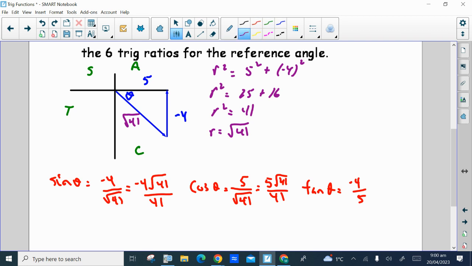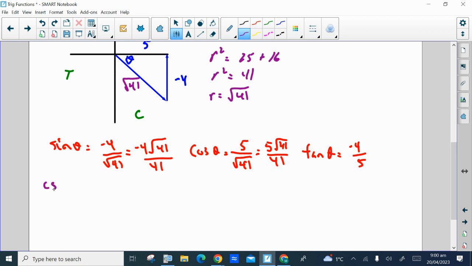Our three reciprocal ratios then, the cosecant is the reciprocal of sine. It'll be root 41 over negative 4. Our secant, which is the reciprocal of cosine, it'll be root 41 over 5. And our cotan, which is the reciprocal of tan, will be 5 over negative 4.